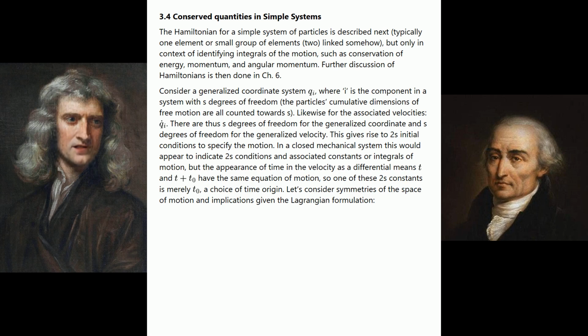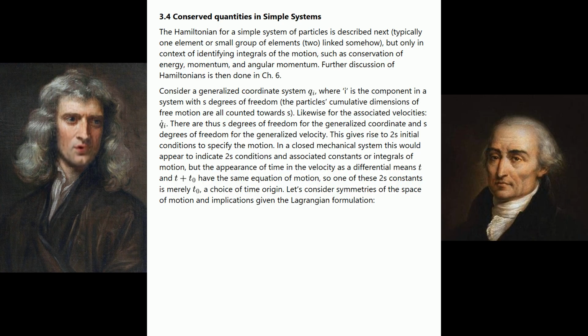3.4 Conserved quantities in simple systems. The Hamiltonian for a simple system of particles is described next, typically one element or small group of elements, two linked somehow, but only in context of identifying integrals of the motion, such as conservation of energy, momentum, and angular momentum. Further discussion of Hamiltonians is then done in Chapter 6.